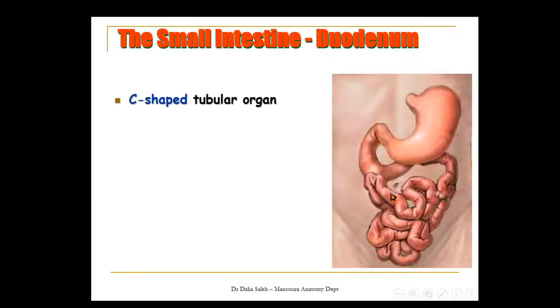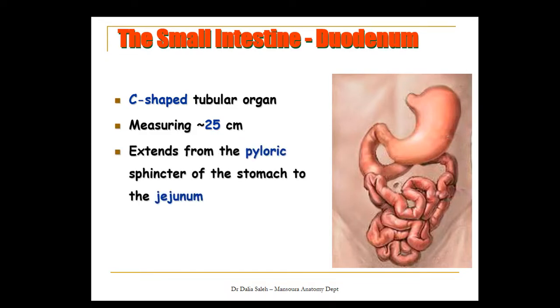For the duodenum, it is a C-shaped tubular organ. Okay, this is the duodenum. It looks like the letter C. It measures about 25 centimeters or 12 inches and extends from the pyloric sphincter, or the end of the stomach here, to the beginning of the next part of the small intestine, which is called the jejunum.